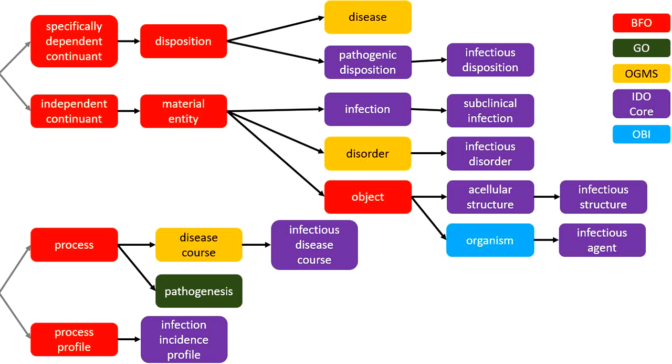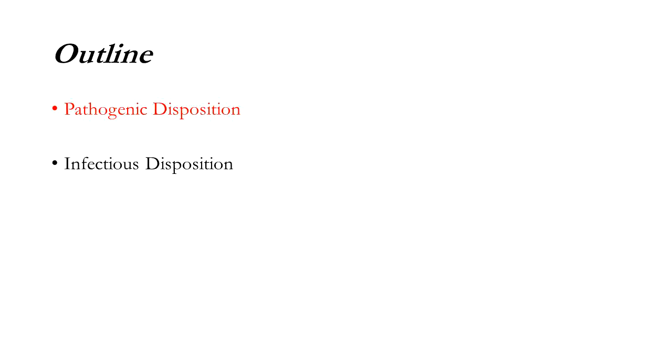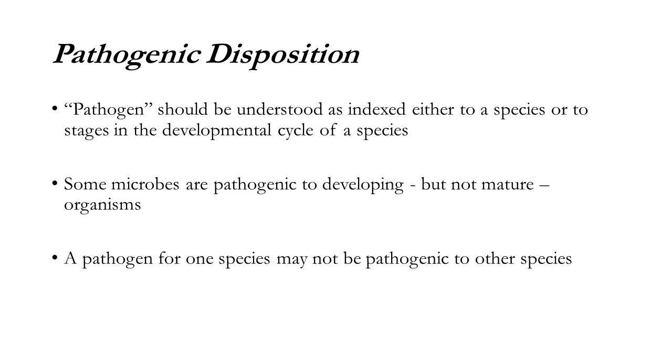These are sort of like ground floor or background terms that are used in the virus infectious disease ontology. We're going to go through a couple here and others elsewhere. So in particular, we'll focus on pathogenic and infectious dispositions, starting with the first because it's the parent class of infectious disposition.